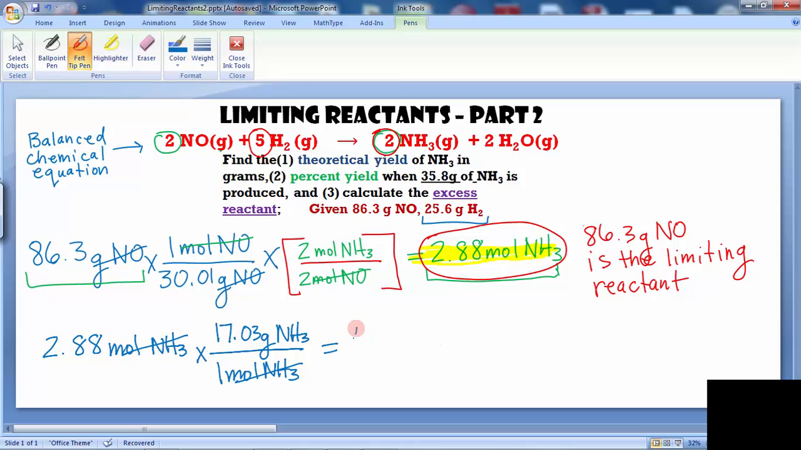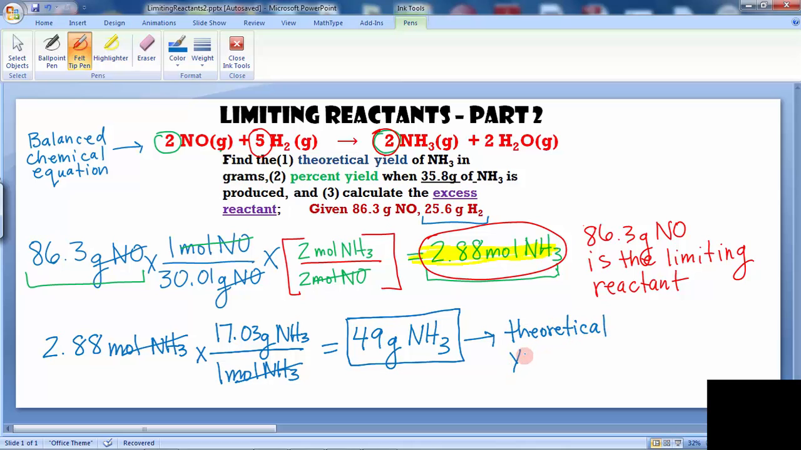So that gives us 49 grams of NH3. This is our theoretical yield of NH3 in grams. Okay, that is our theoretical yield of NH3 in grams.